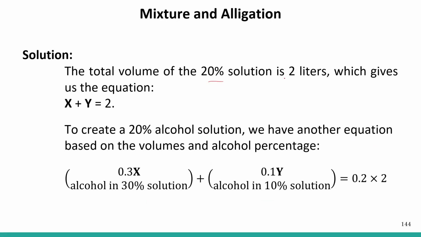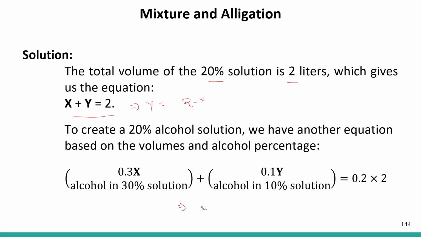So total volume will be what? 2 liters, which gives x plus y is equal to 2. So to create a 20% alcohol solution, we need to satisfy this algebraic equation, where x plus y is equal to 2. So this implies that we can write y is equal to 2 minus x, right? So we need to solve this, right? So it will be what?